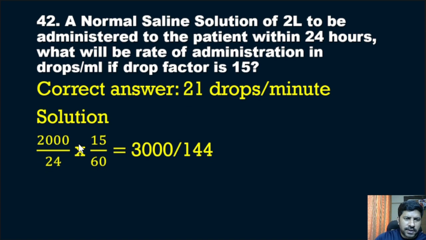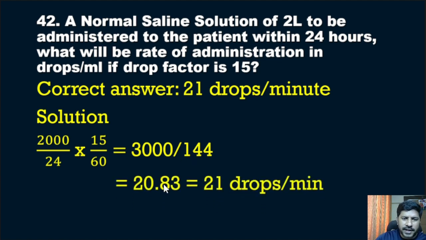The total solution to be infused is 2 liters or 2000 milliliters. The time duration is given in hours, so 24 hours. We need to make it in minutes, so multiply with 60. Our drop factor is 15 over 60 minutes. After solving, we can cancel the zero here, and then 3000 divided by 144 is equal to 20.83. We can round it off and make it 21 drops per minute.